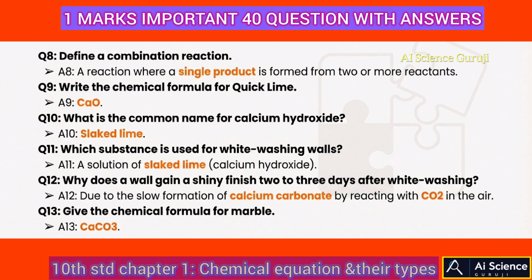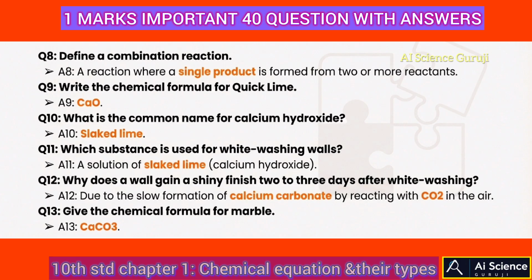9. Write the chemical formula for quicklime. Answer. CaO. 10. What is the common name for calcium hydroxide? Answer. Slaked lime. 11. Which substance is used for whitewashing walls? Answer. A solution of slaked lime, calcium hydroxide.